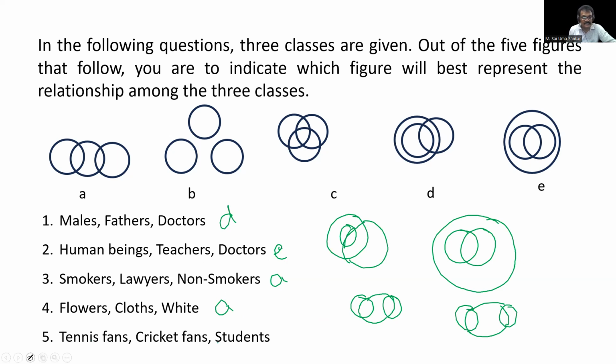Next, tennis fans, cricket fans, and students. This is the tennis fans, and this is the cricket fans. And some students are also there, right? Here, some tennis fans are students, some cricket fans are students. Next, some tennis fans are cricket fans. And what is the intersection part? Intersection part is nothing but tennis fans, cricket fans, and students also. So, what is the answer? Option C is the correct answer. It's a very simple one.